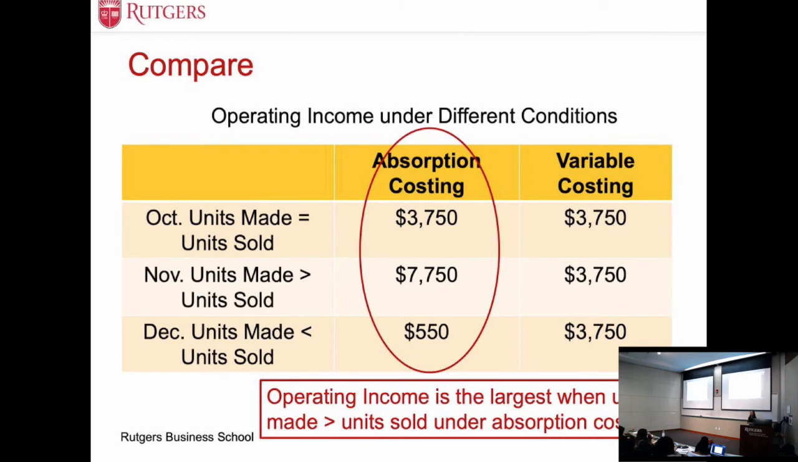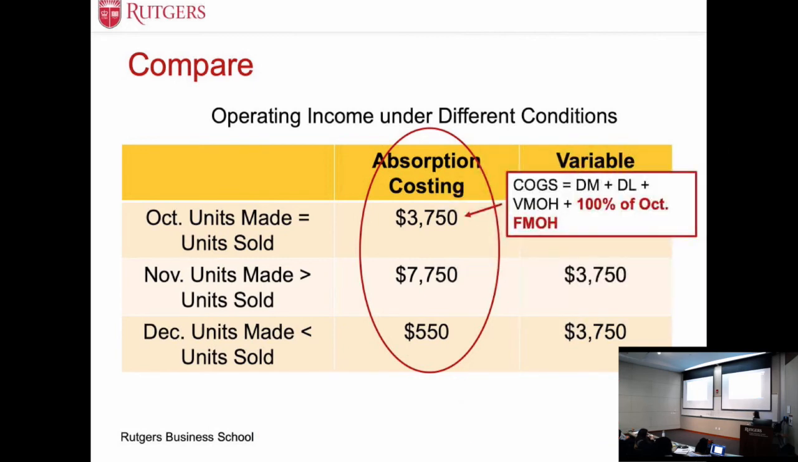And that's why, as managers, you can fool the outsiders, but you are the manager of your own firm, so you need to be honest to yourself. That's why the variable costing can help, because under different scenarios, the operating income under the variable costing is still the same. So that's another reason why the managers keep a version of the variable costing operating income to themselves so that they know what's really going on in the firm.